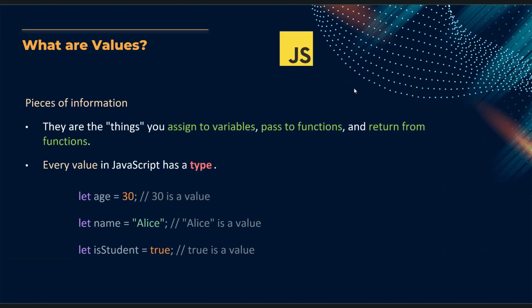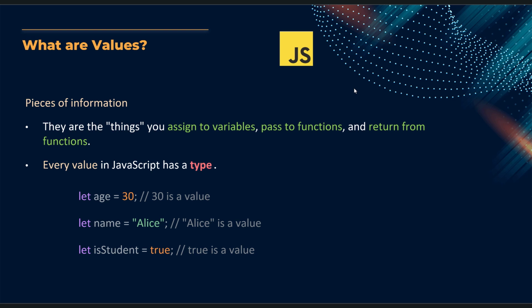Today we're going to talk about something super important in JavaScript, values. So, what are values? Think of them as pieces of information that our JavaScript programs can play with. They are the actual data that our code uses and changes. You can think of them as the things we give to our variables, the information we send to functions, and what functions give back to us.